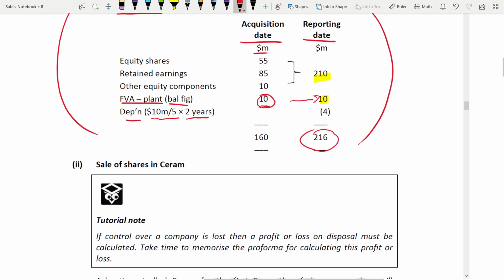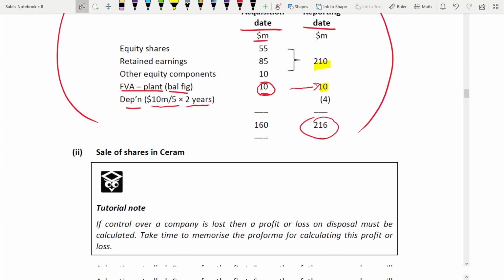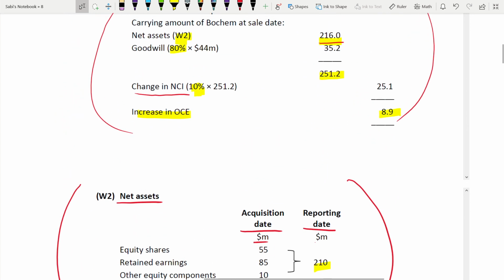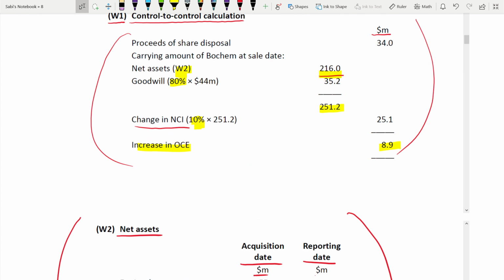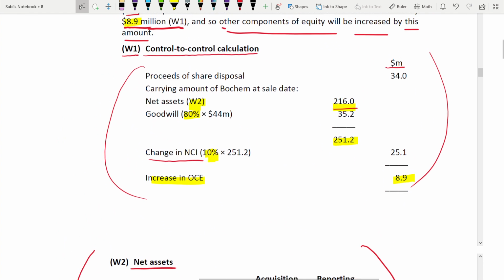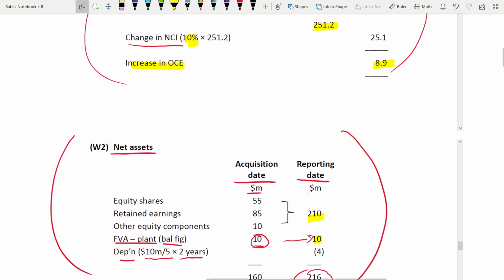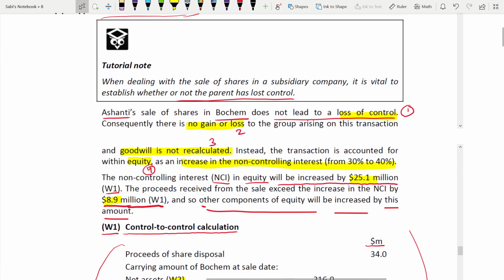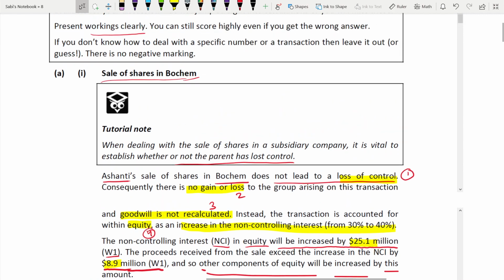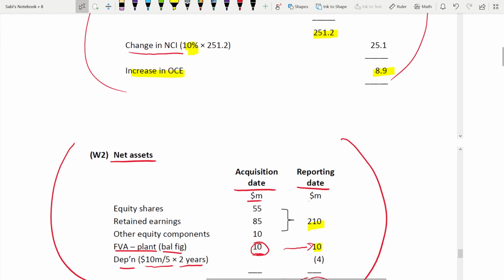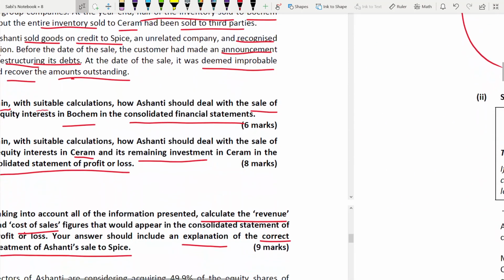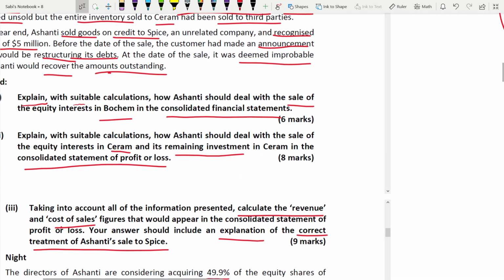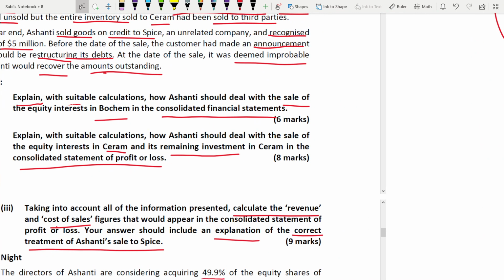Okay, so now let us go to the second item. We are done with the first part of it, the subsidiary Bokum. Now we are going to the next company. We found the change in NCI also. We found the net asset also based on this column-wise, and then what else did we do? Yeah, that's it. And it's for how many marks? Let me see the number of marks.